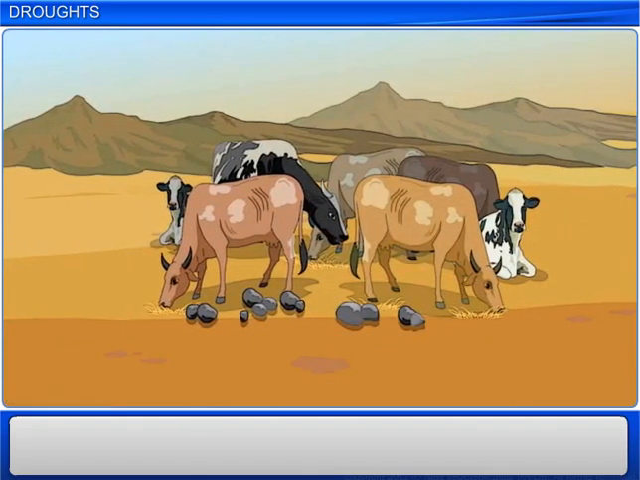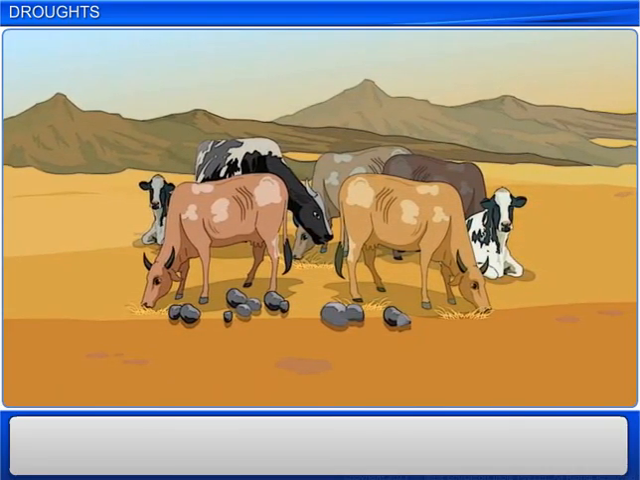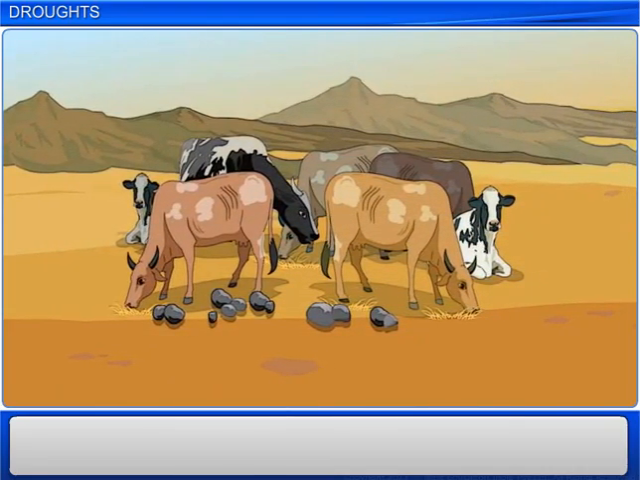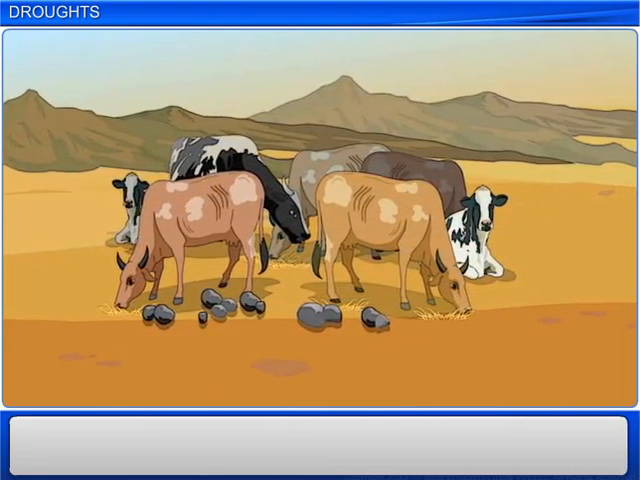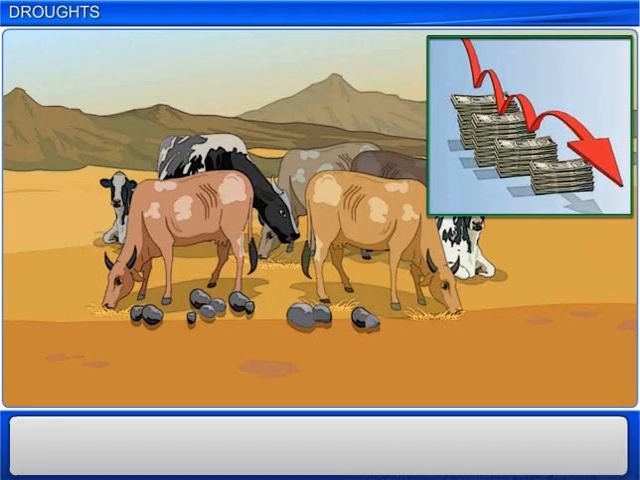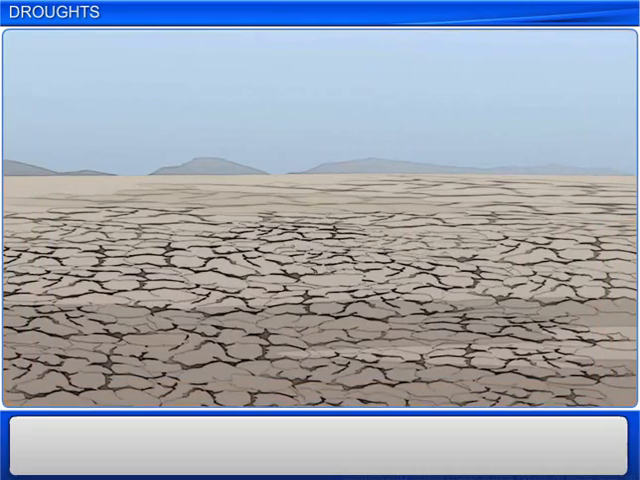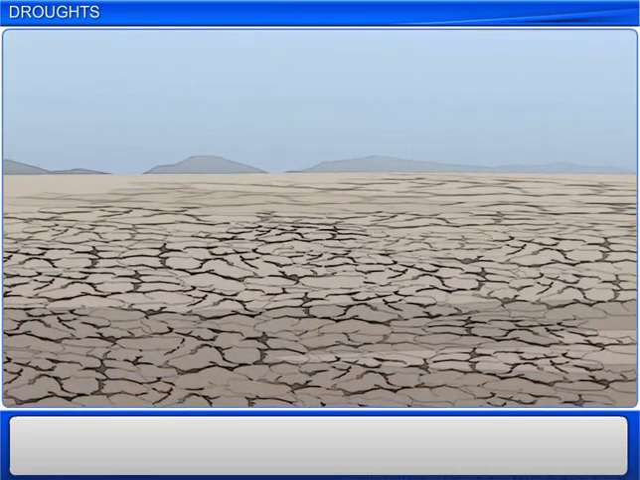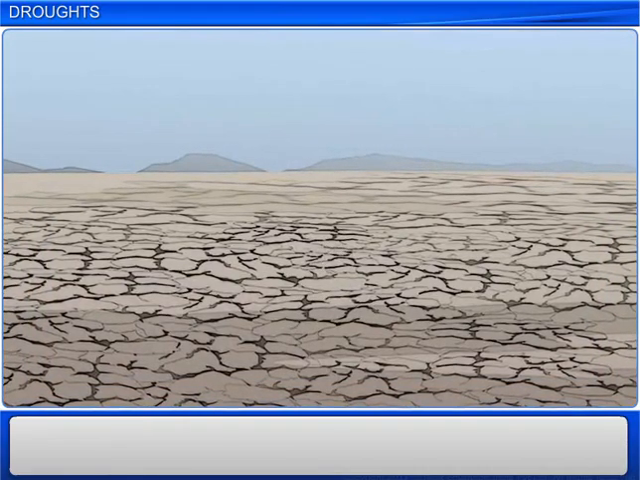Cattle breeding in villages suffers because there's no fodder for the animals to eat. As a result, the animals start dying. Death of livestock leads to financial losses for those who are into animal husbandry. So far, we have seen the damages caused by the droughts. Now let us see how we can cope with them.